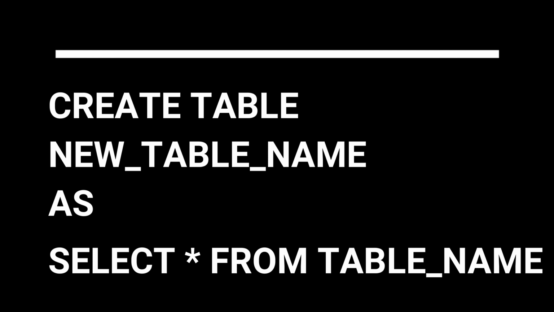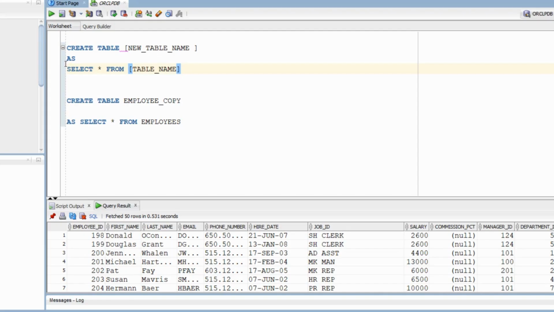Creating copy of a table. You can create a copy of an existing table by using create table and select statement together. The syntax is create table, new table name as select star from table name. Here we are creating a copy of employee table using the same syntax. Create table employee_copy as select star from employees.